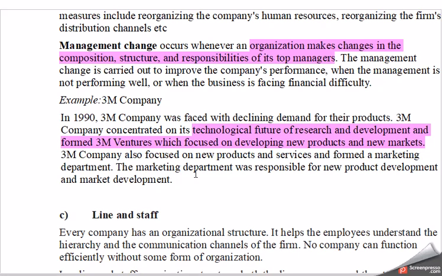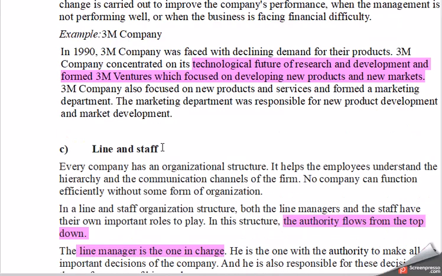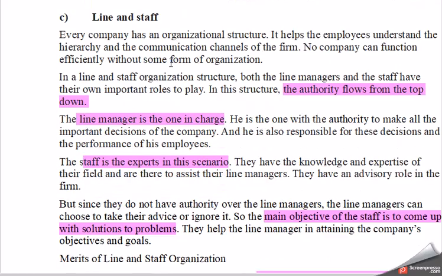Here's one example of the 3M company, how they had a turnaround management and bought back the company in the year 1990. They saw that the future was more dependent on the latest technology, so they invested in the technological future of research and development, and formed a new company called 3M Ventures, which focused on developing new products and new markets. This is how they revived the company. So that is one example.